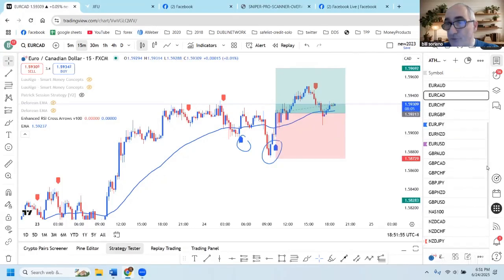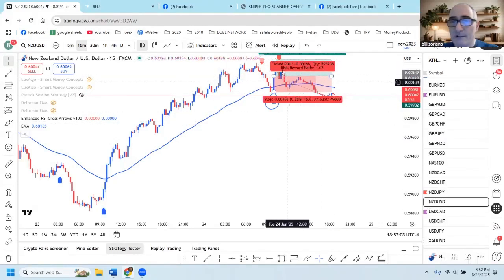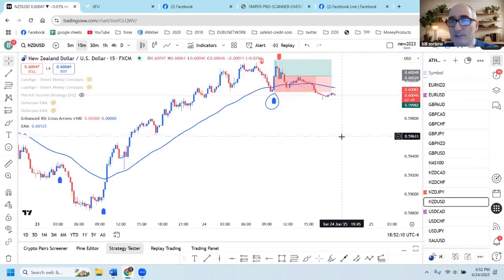So the first 2 we would have lost. The second 2 we would be in right now with a small gain. And then the last one is NZD USD, and that one we would have lost, right? This one never got up 1%. Price came back down, and we would have gotten stopped out.